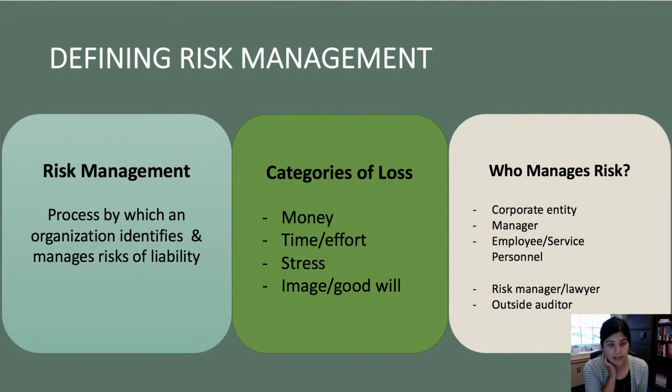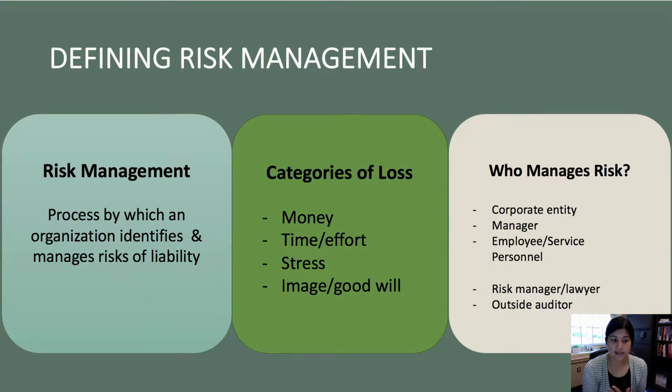Let's go ahead then and define this concept of risk management. So you can see there we've got our textbook definition, which says that risk management is this process by which an organization identifies and manages risks of liability. Pretty straightforward, right? Ultimately, what we're talking about when we're talking about risk management is this idea of loss prevention, right? We want to take steps or actions that minimize loss for our organization. Your book talks about having this positive risk management attitude, right? Making sure that we are openly looking for and then acting upon any risks that we find within our organization.